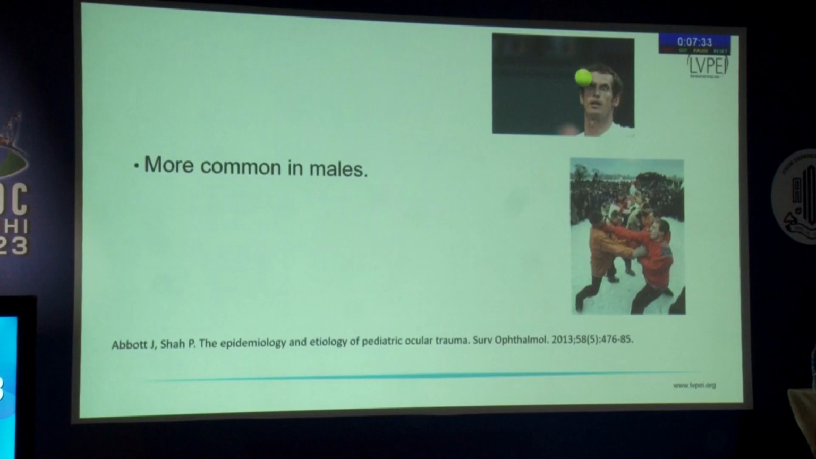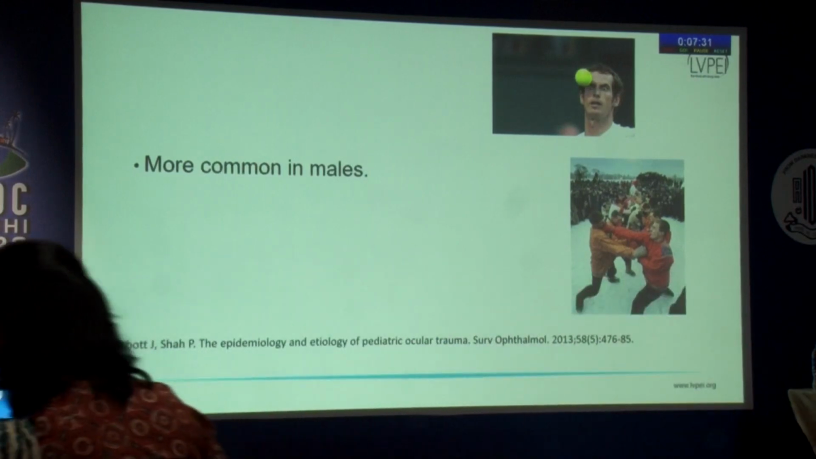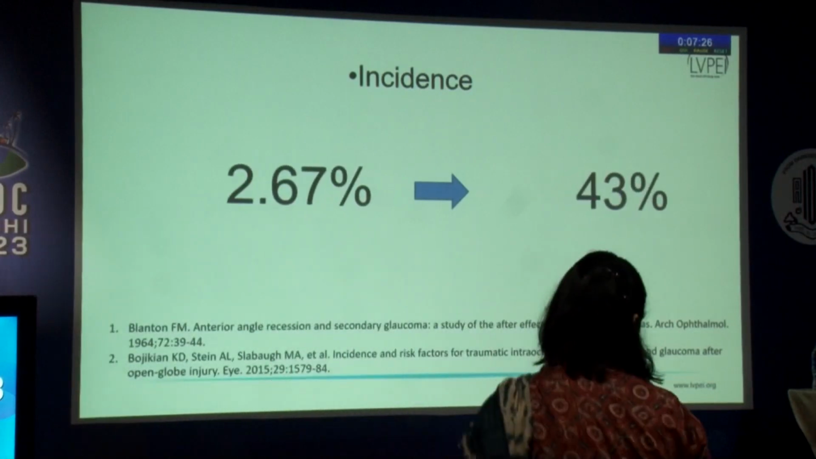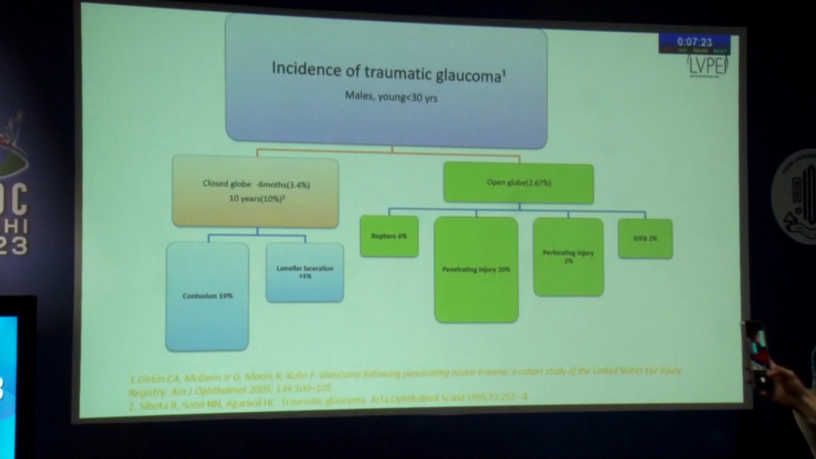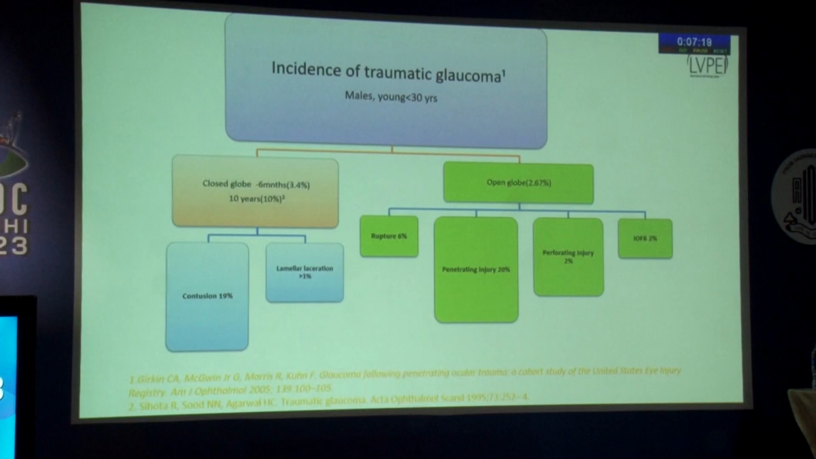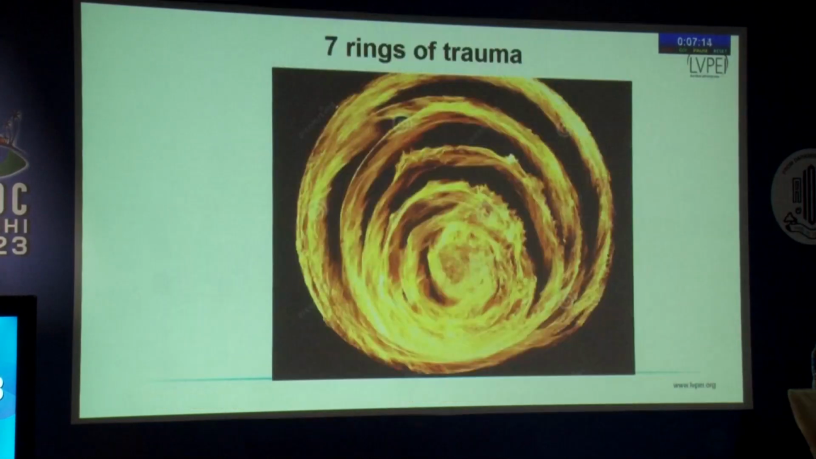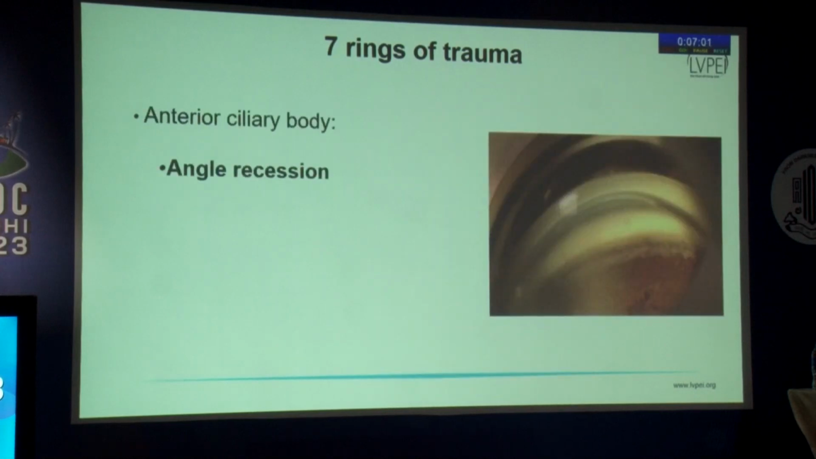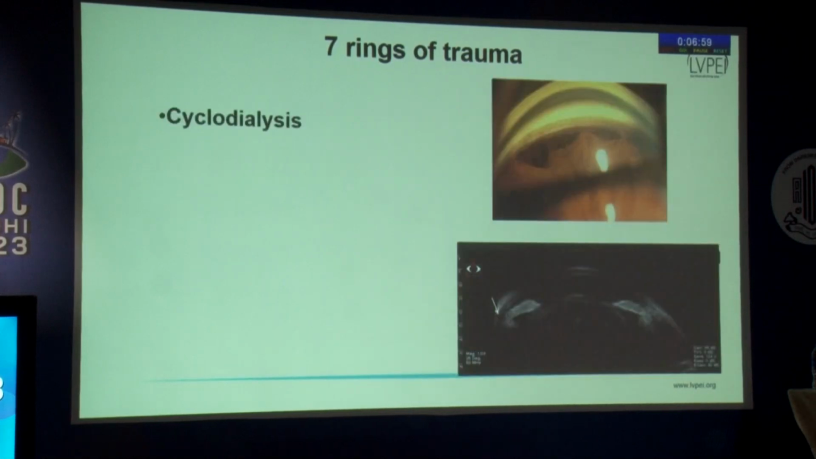So, of course, most data show that it is more common in males, and the incidence varies according to the study from 2.67% to 43%, and the incidence seems to be more in case of closed globe injuries, and with the increase of the years the incidence increases. So just to know that in cases of glaucoma we will also see the signs of these 7 rings of trauma. We can see in these patients the presence of sphincter tears, iridodialysis, and angle recession is very important.